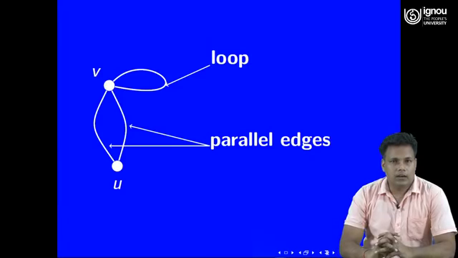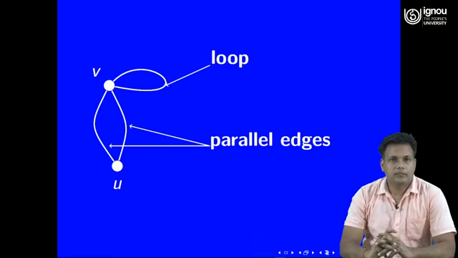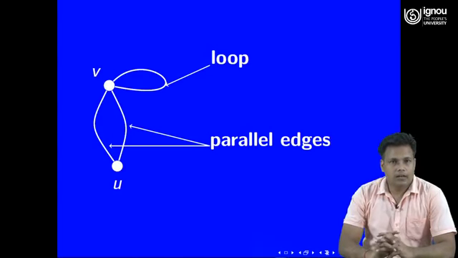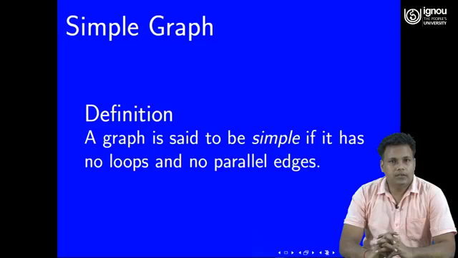For example, in this graph, we can see that there is a loop incident at the vertex v, and there are two parallel edges, both having the same endpoints u and v. The concept of loops and parallel edges gives a graph which is often also called a multigraph. And a graph that does not have loops and parallel edges is called a simple graph.